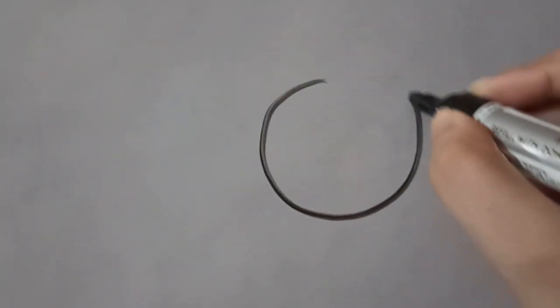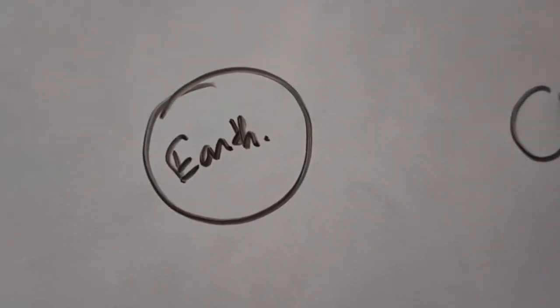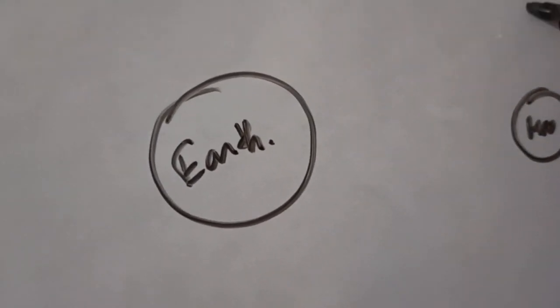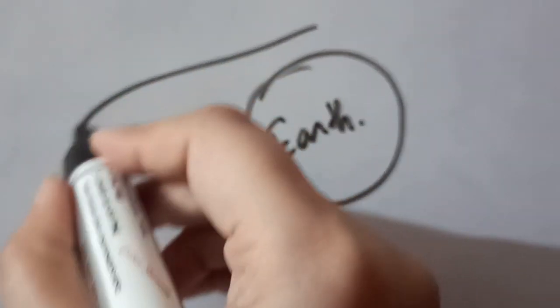So in this video I will discuss the primary or the direct tides. Okay, so let me draw the diagram. This is the orbit of the moon.